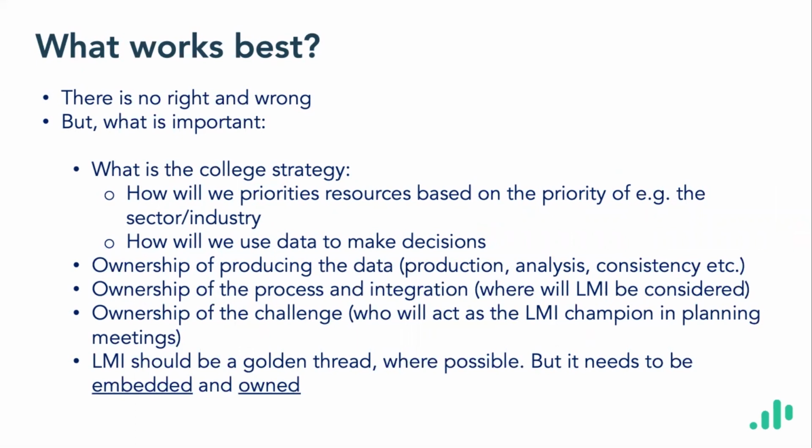So I think fundamentally is agreeing what the college strategy is for the use of labour market data. So how will we prioritise resources based on that priority? So, for example, in my last role at Sheffield College, working in the FE sector, we clearly aligned the college's strategy around priority sectors and then started to allocate capital expenditure, capital bids and so on based on those priority areas. So that's not a decision that every college would make, but it's a good example of how the data can drive some decision making.